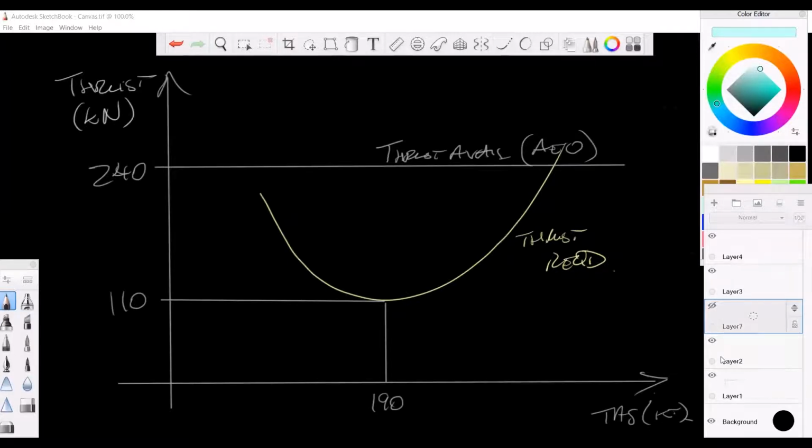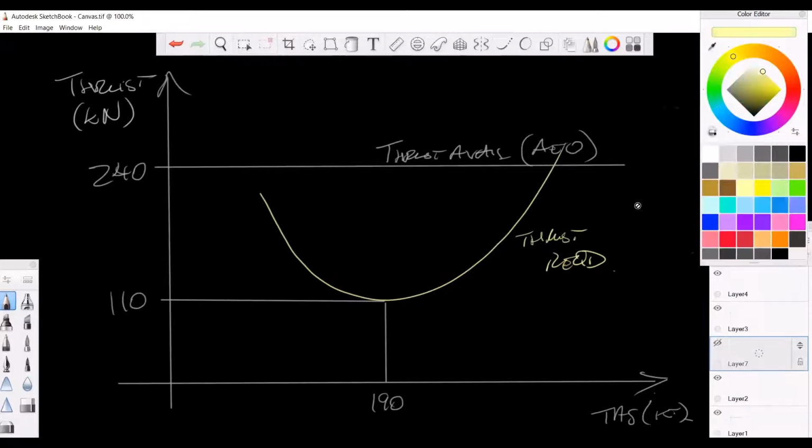Mostly if we use thrust curves, thrust required and thrust available curves, then we'll do it against CAS. Of course, thrust required is more familiar to us as drag, because when they say thrust required, what they mean is thrust required straight and level. And of course, the only thing to overcome straight and level with thrust is the drag. So this is just a familiar drag curve, usually put against CAS, but as long as we've got a constant density altitude, that doesn't matter.